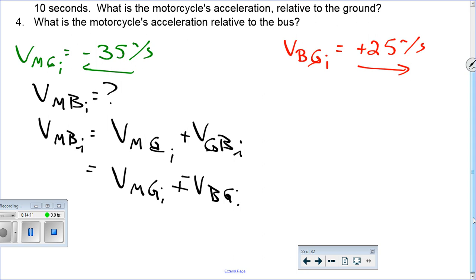All right, so is everybody good up to here? All right, so let's plug in our numbers. The velocity of the motorcycle relative to the ground is negative 35 meters per second plus negative, let's see, the velocity of the bus relative to the ground is 25. And so we get negative 60 meters per second.